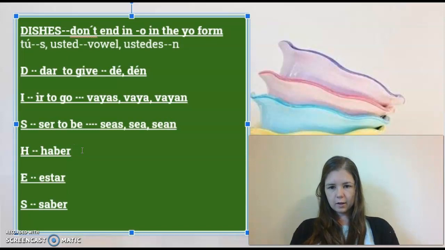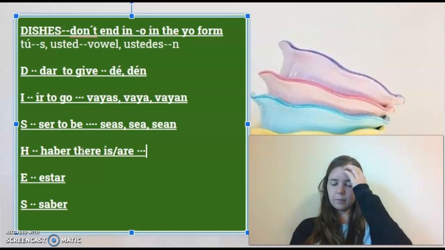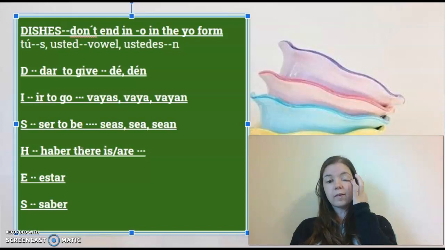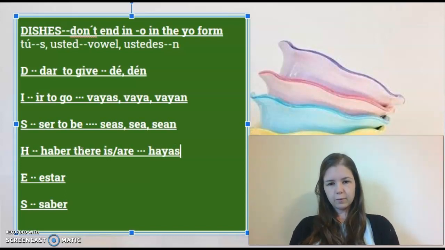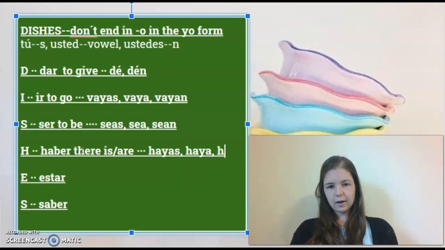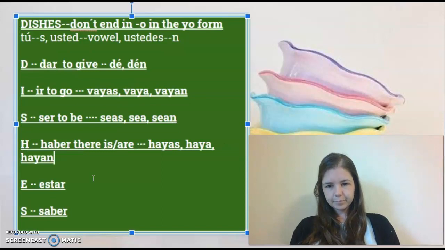Haber means like there is or there are. Once again, we are not using this one for this year, but you will probably need to know it for Spanish 3 or 4. So if you're going to use your notes, they'll write down hayas, haya, and hayan, as there's another verb tense that will be based off of those words.